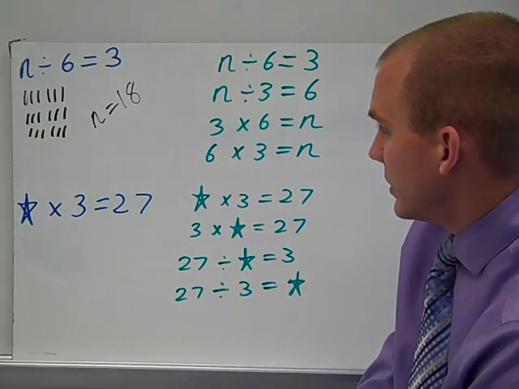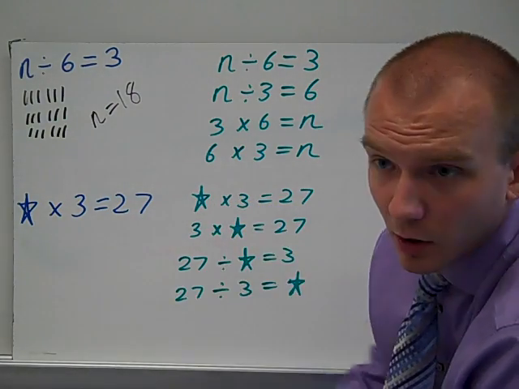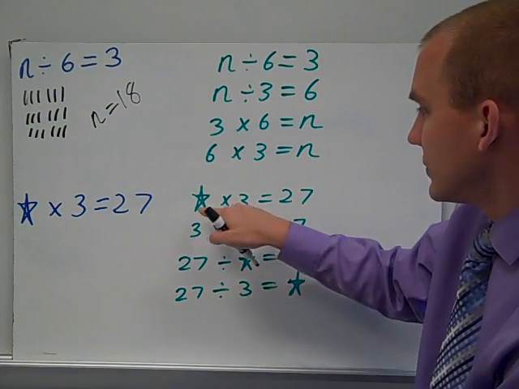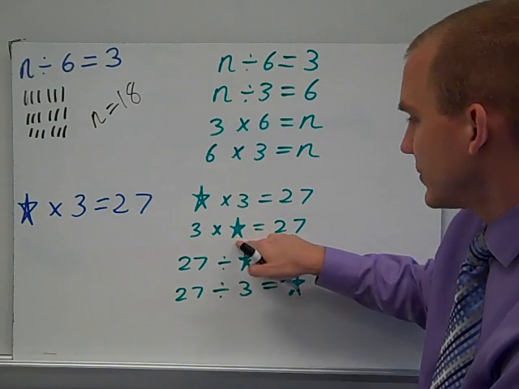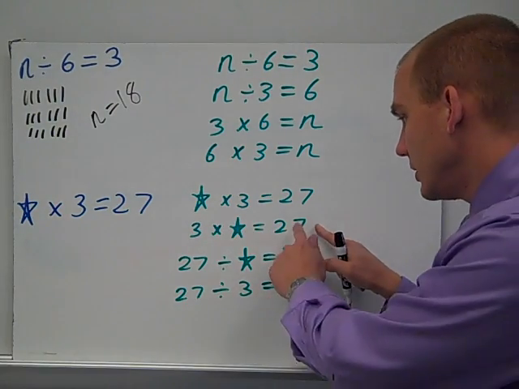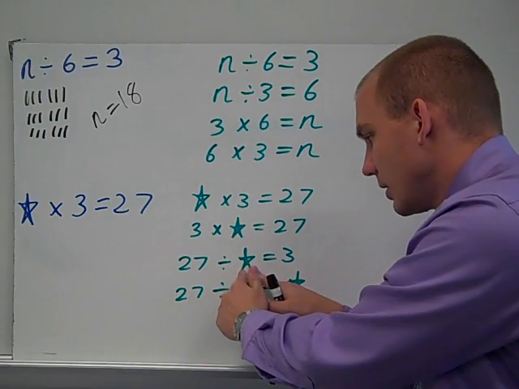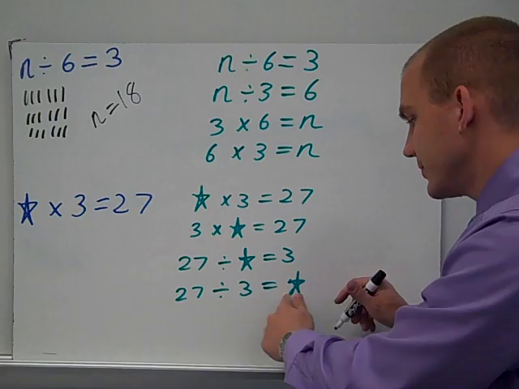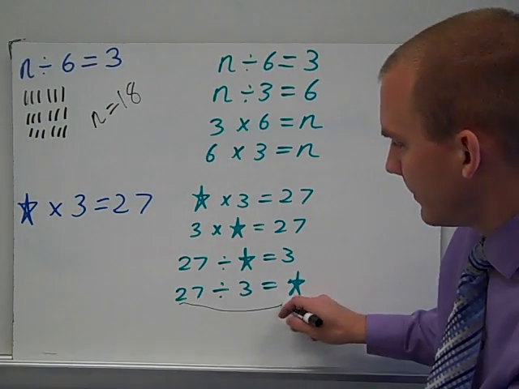Star times 3 equals 27. So what is star? Well, star times 3 is 27. You can then switch the star and the 3. 3 times star equals 27. Now we can go to division, and we can do 27 divided by star equals 3, and 27 divided by 3 equals star. Here's the easy one to work with.